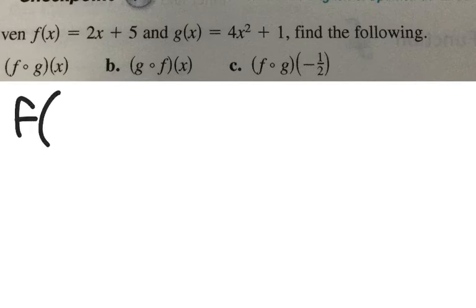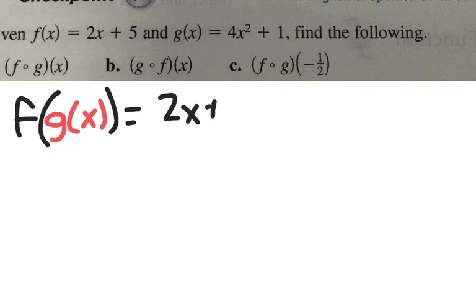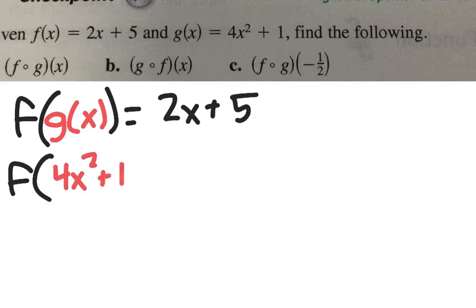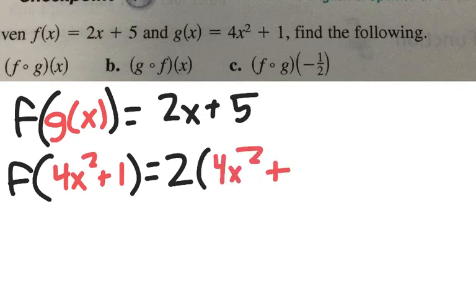F of g of x. So my function is 2x plus 5. Now I'm going to be plugging in f of g, which is 4x squared plus 1. That's going to give me 2 times 4x squared plus 1 plus 5.